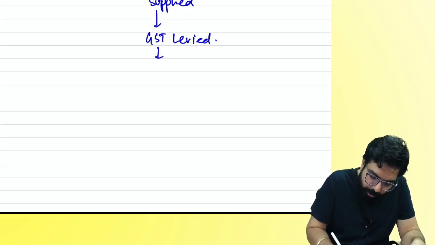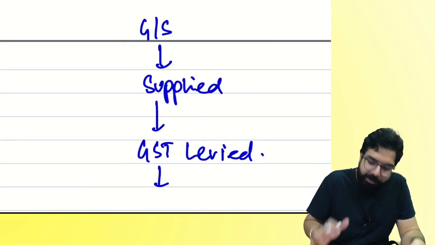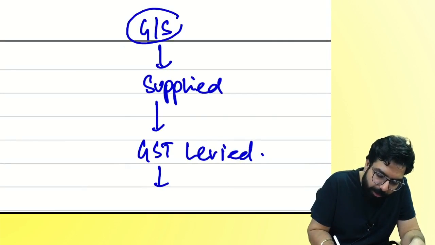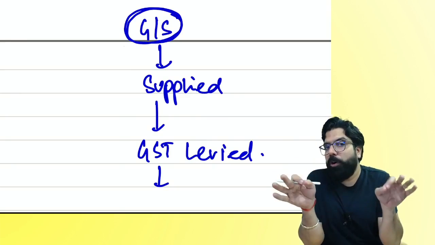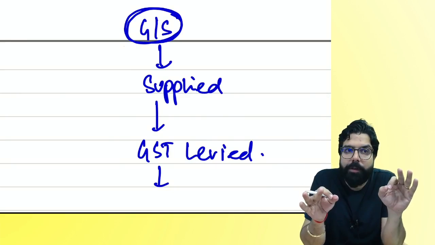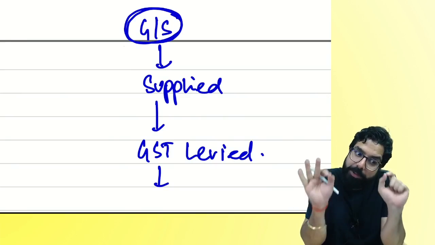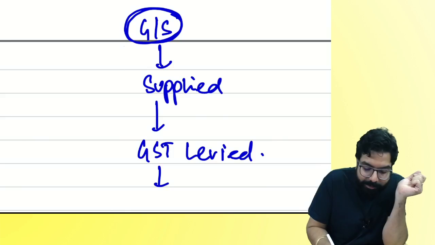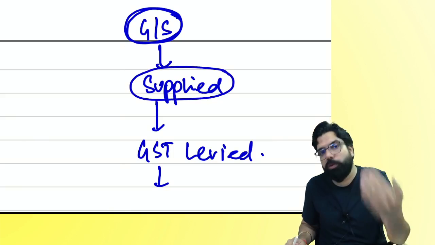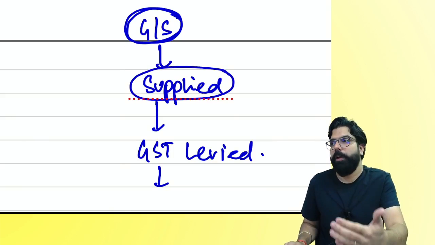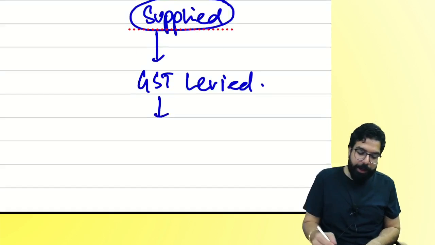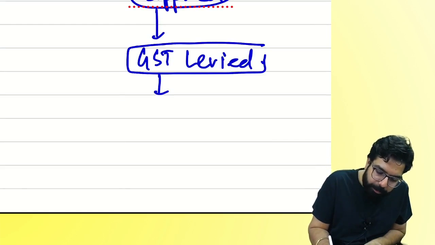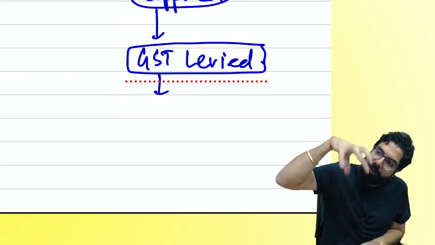And then GST has to be, so first stage, always remember, something has to be goods and service. Just because something is goods and service, can you charge GST, or does something have to happen? That something is known as supply. It has to be sold, it has to be transferred, it has to be supplied. Only then GST gets imposed on that goods and service.